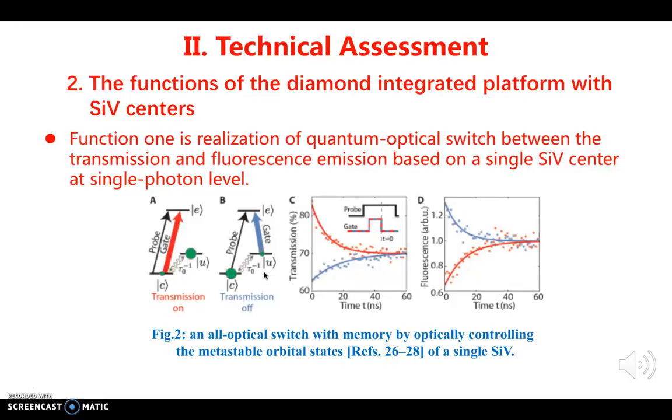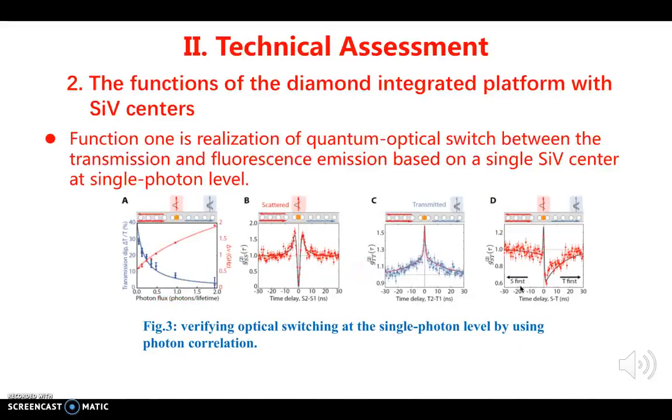In Figure 2C, we see that when state U is the initial state, the probe pulse will have a high transmission rate and low fluorescence rate. If the initial state is state C, it's the opposite. So this is the switch.